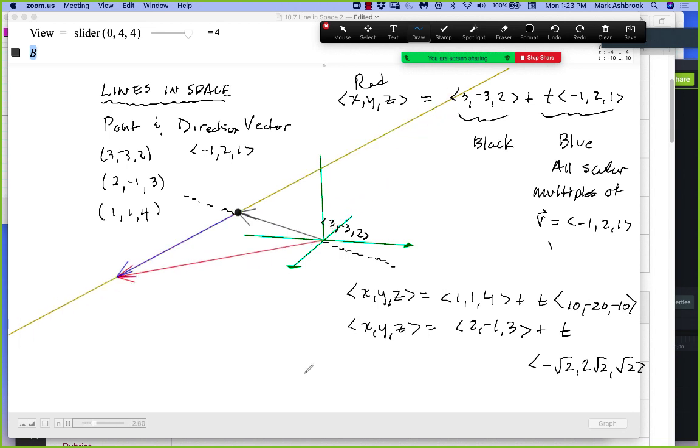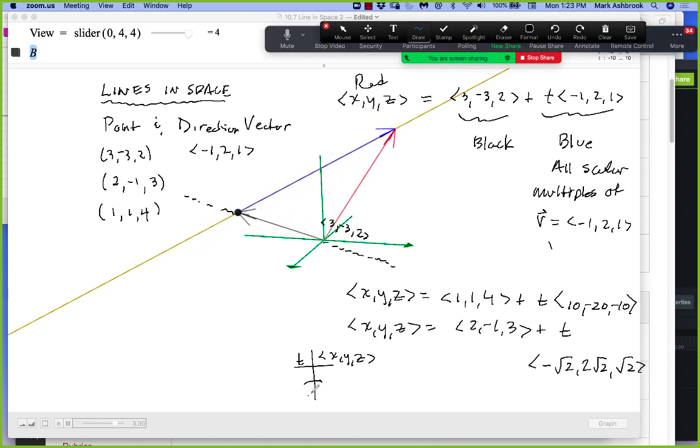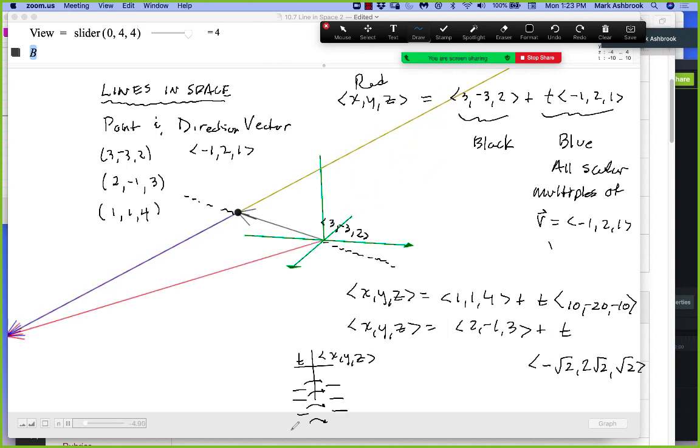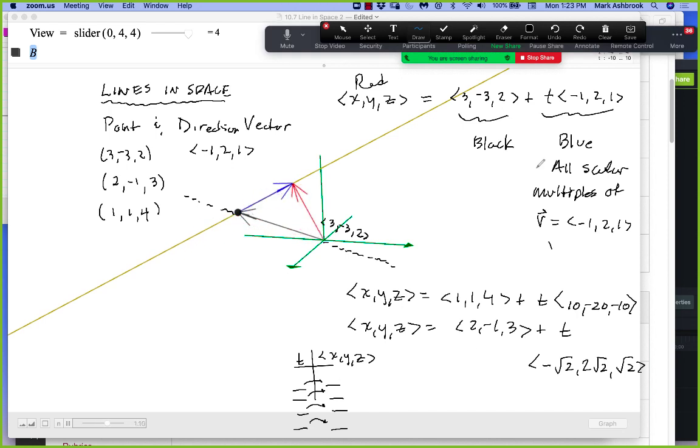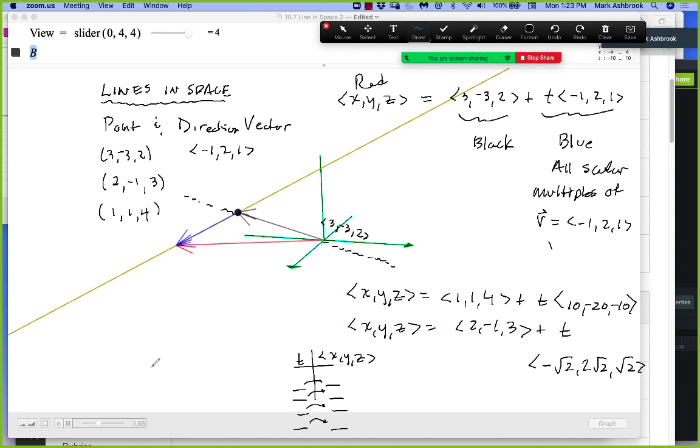I think of it more as a table of values, right? If you were doing a table of values of t and x, y, z, the mapping will be different. If you choose a different point on the line or a different direction vector, then these pairs of t's and points will have a different correspondence. But if you enter all real numbers for t, you'll get the same set of points from all of these, which are the gold line, all the points on the gold line.